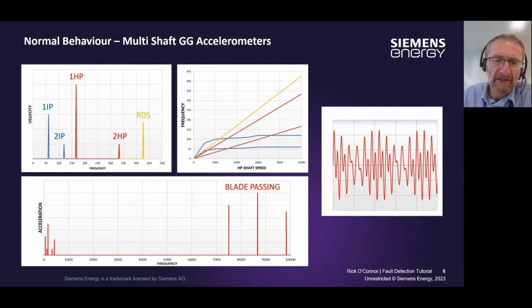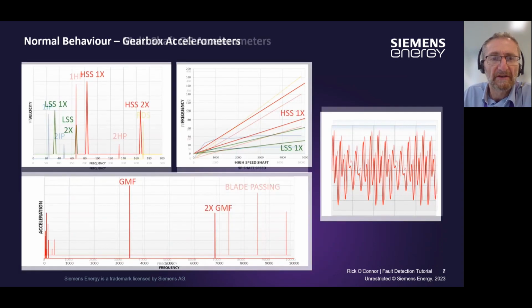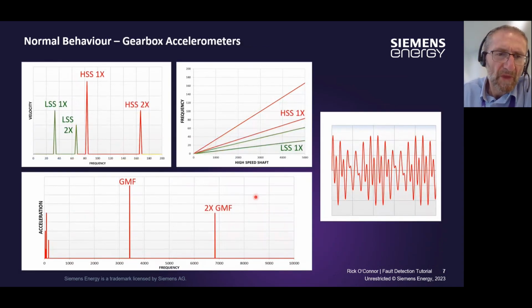Okay, so let's take a look at a gearbox, for example. The big difference here is we've got 2 shafts in the gearbox. We've got a low speed shaft and a high speed shaft. Again, we have a dominant 1x peak from both shafts present, maybe 2x as well. But in this instance, they are actually mechanically driven. So a doubling in the high-speed shaft will actually result in a doubling of the low-speed shaft speed as well. So they track each other.